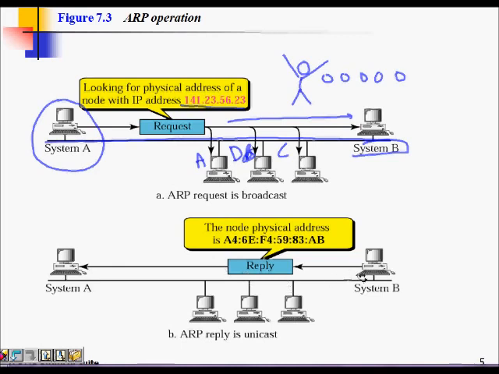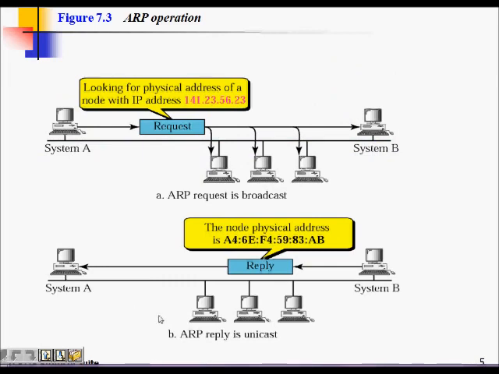B replies that, okay, I am this particular IP address, and he replies with its 6 bytes of MAC address, which is A4:6C:F4:59:83:AB. This is how you write the MAC address in the human readable format. The first byte we write in hexadecimal, then we put a colon, then 6C, which is the next byte, F4, then 59, then 83, and AB. So the ARP reply is unicast and the ARP request is broadcast.